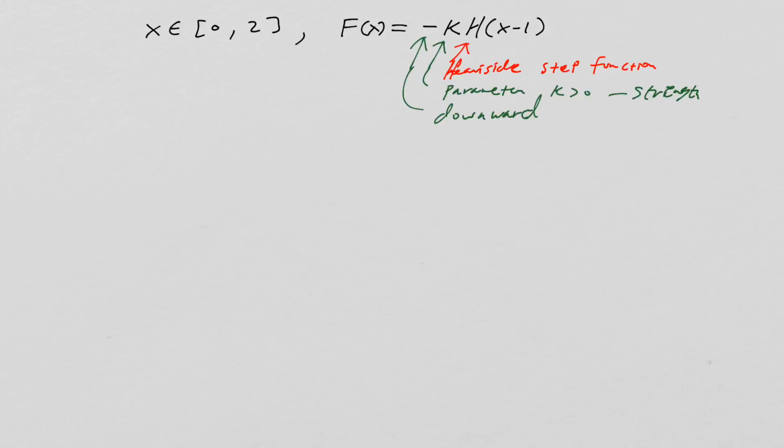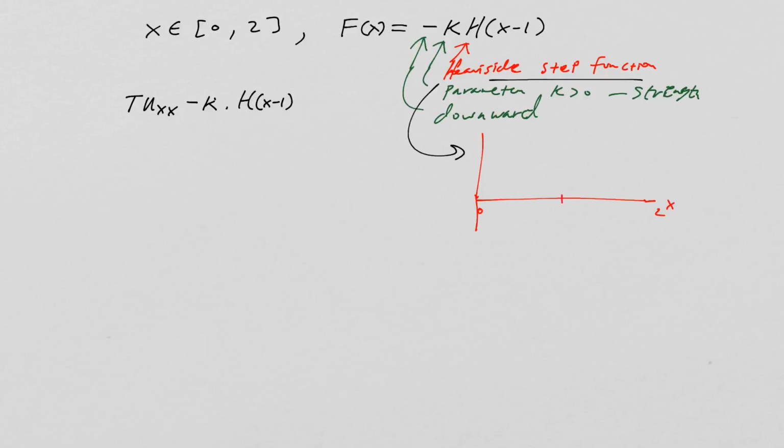So now we can set up our problem as so. We're going to have T U_xx minus K H of x minus 1. So the Heaviside step function, it's probably worthwhile to actually graph this thing. What does this look like? So if this is an axis here, and that's going to be 0, and that's going to be 2, what we're saying here is this function, and I'll draw the Heaviside in blue, jumps up to 1 at x equals 1, like that. So this is H of x minus 1.